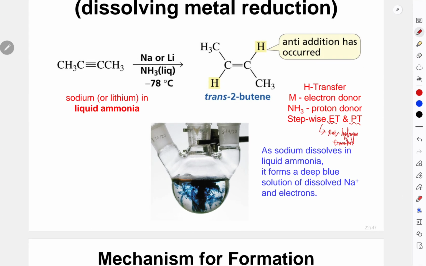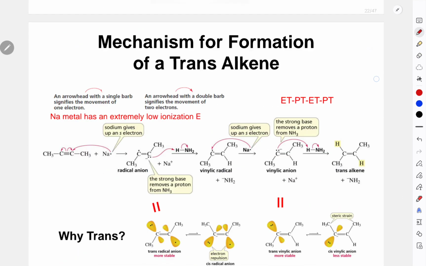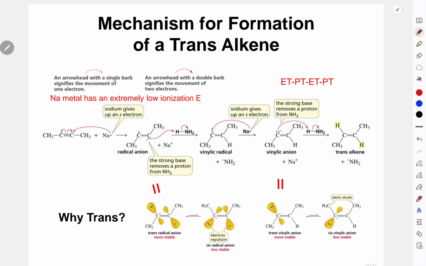But before taking a look, you should distinguish this single barbed arrow versus the double barbed arrow. The single barbed arrow looks different compared to the double barbed arrow, and this is the notation for the movement of a radical electron, not the movement of a pair of electrons. When a single electron moves, you need to use this single barb notation. That's correct.